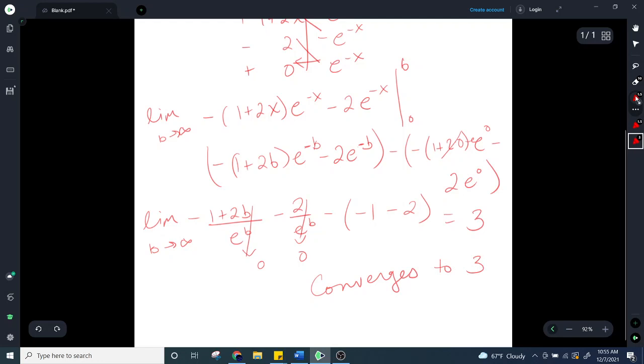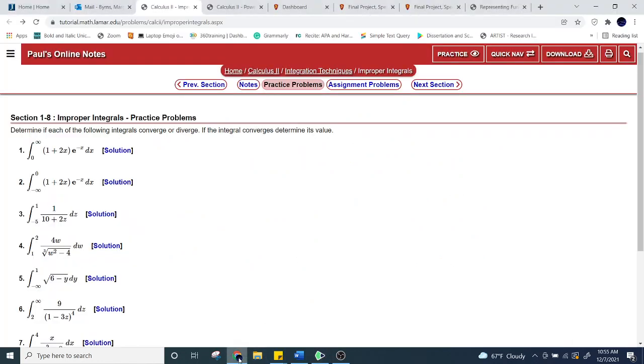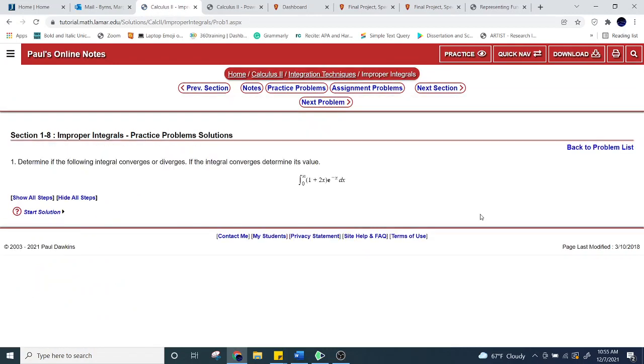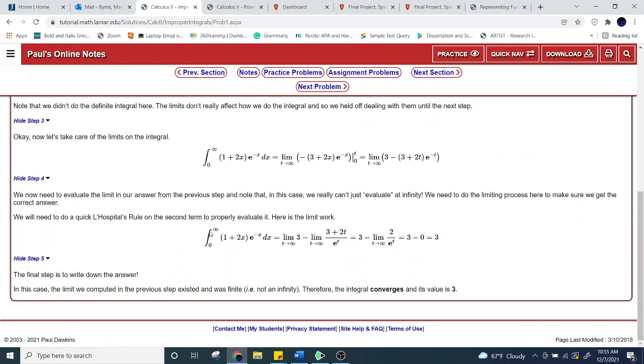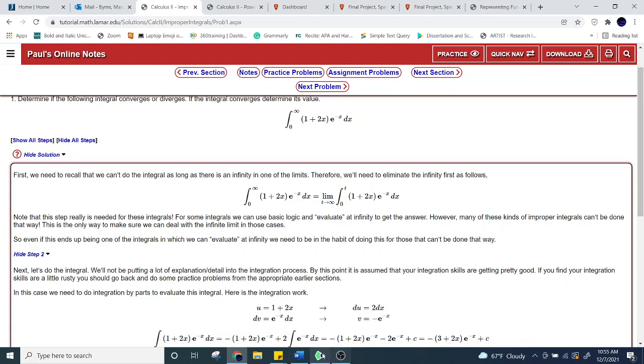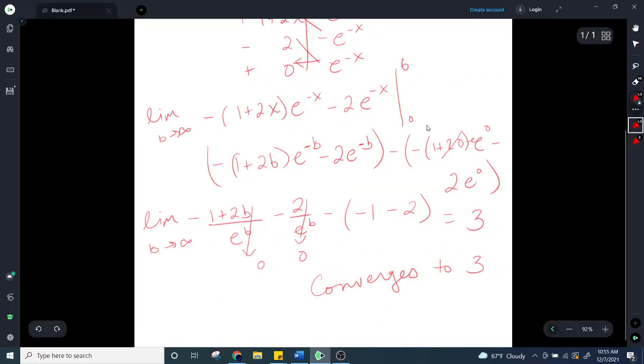When we have an improper integral, we say it converges. Remember, with improper integrals, it converges as long as we get a value for that limit. And let's just double check the answer. Yeah, so the integral converges to 3. But that was the trick there, is you wanted to use integration by parts in the beginning.